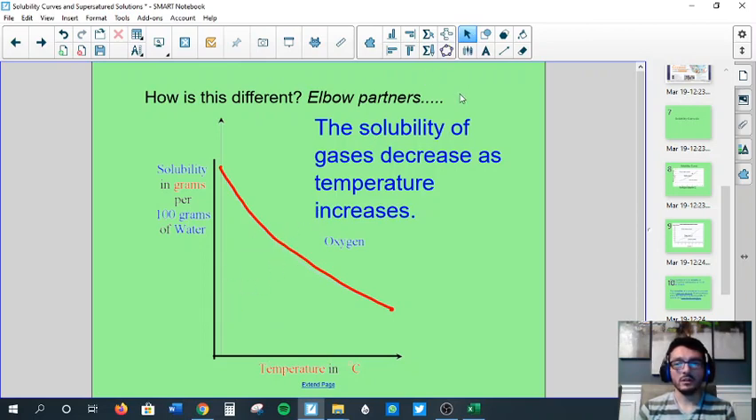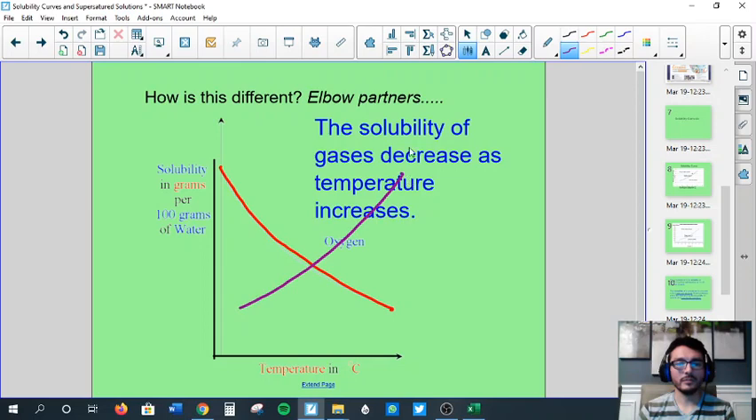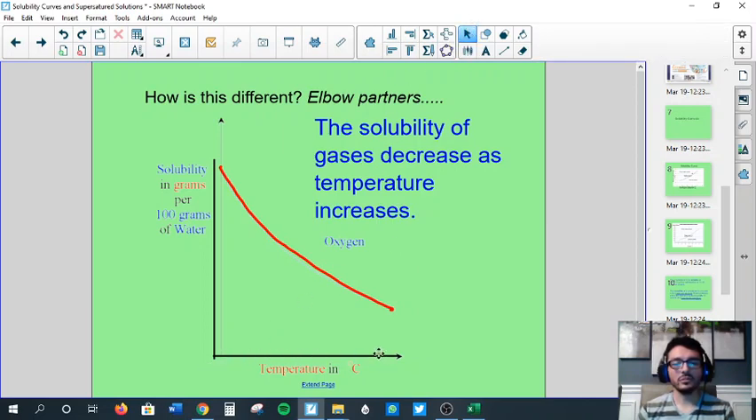Normally we would have had a line that looks a bit different. Normally we may have had a line that looks like this, roughly. I'll undo that. That's not what we have here. Here we have a line that goes in this direction. You should be looking at that and saying, as you increase temperature, it looks like you can dissolve less and less. The other thing to point out is that this isn't a solid, this is oxygen gas.